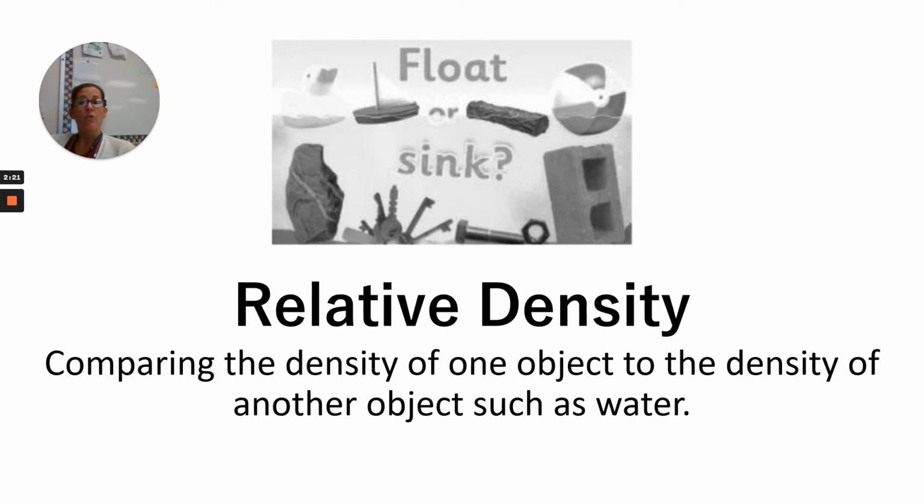Relative density is what you're used to doing. So in years past, in your science classes, when you've talked about density, you've talked about sink or float, and that is relative density. That's when you compare the density of one object to the density of another object, such as water. If something floats on top of water, it's less dense than water. If it sinks in water, it's more dense than water. Does that kind of make sense? So you're comparing the two densities that way.